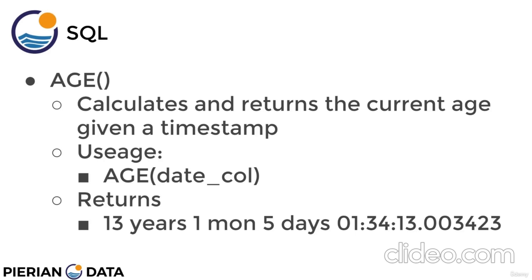So if, let's say, the year was 2020 and you had a timestamp from the year 2000, then it would return back 20 years. So it's just calculating how old that particular timestamp is given when you're actually querying it.